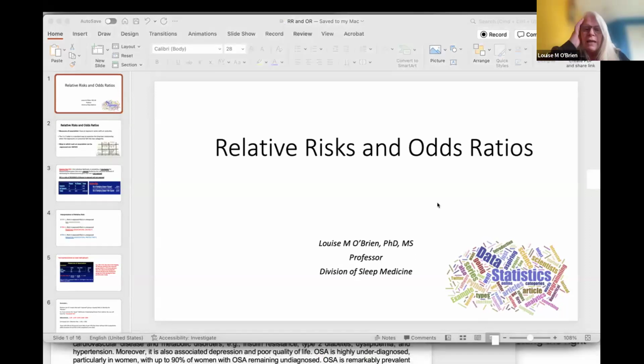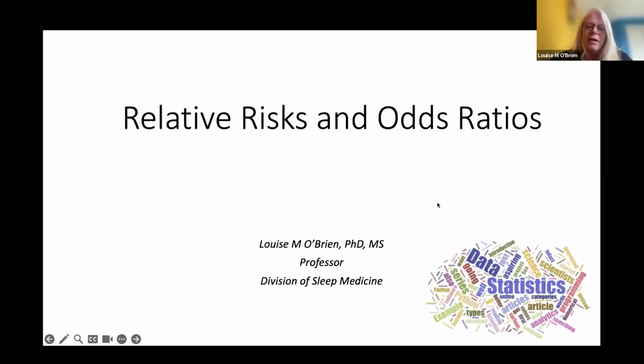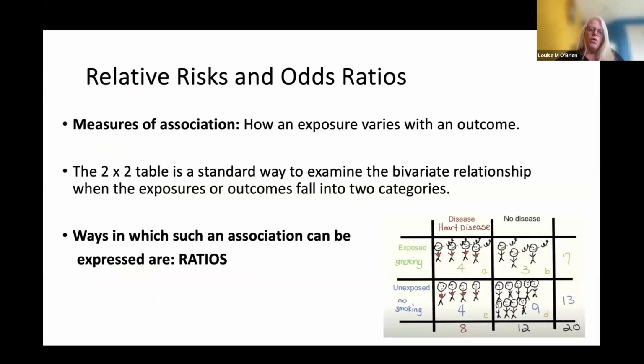All right, so I'm going to go ahead and get started. We're just going to talk briefly about relative risks and odds ratios before we launch into journal club. So off we go. I'm sure you've all seen many manuscripts and you've heard about relative risks and odds ratios, but quite often people don't fully understand what the difference is between the two. Basically, these are both measures of association, so how an exposure varies with an outcome. And the 2x2 table is the way to examine these relationships.